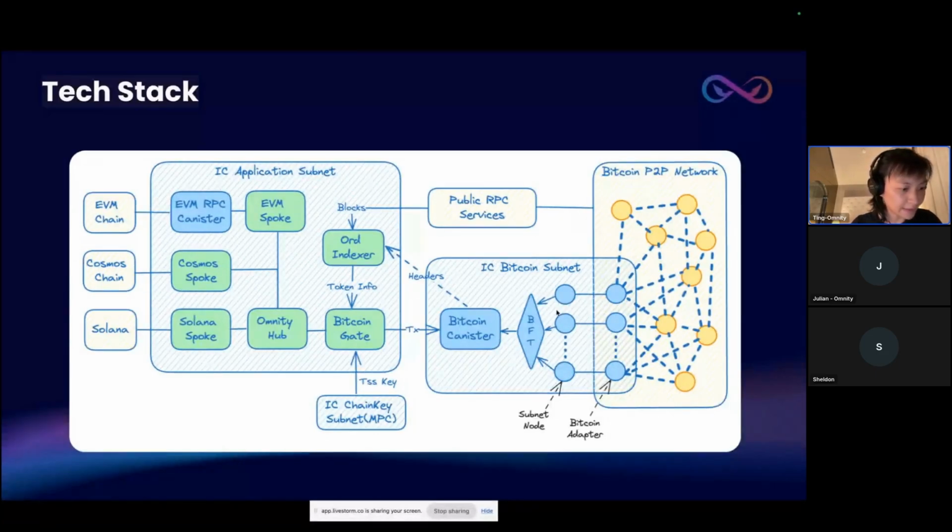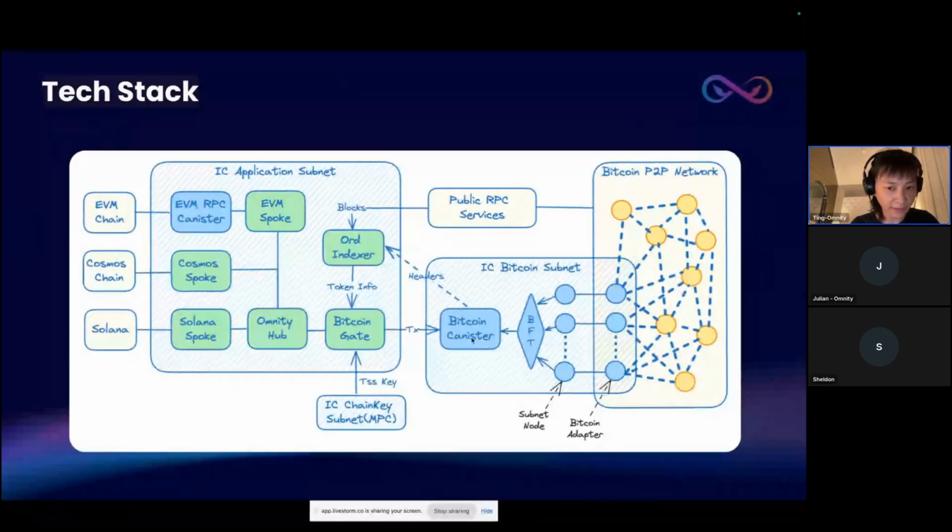So once the subnet nodes reach consensus on a new Bitcoin block, the block will be passed to the Bitcoin canister, which will maintain the whole UTXO set.